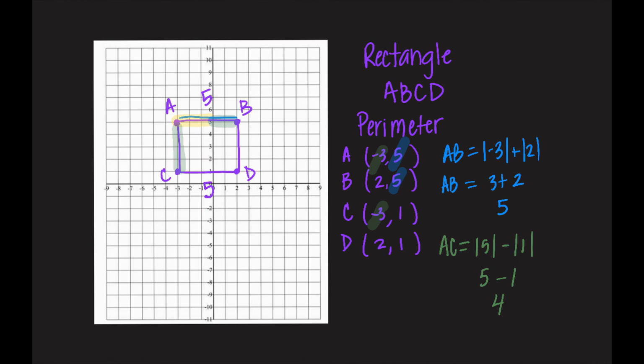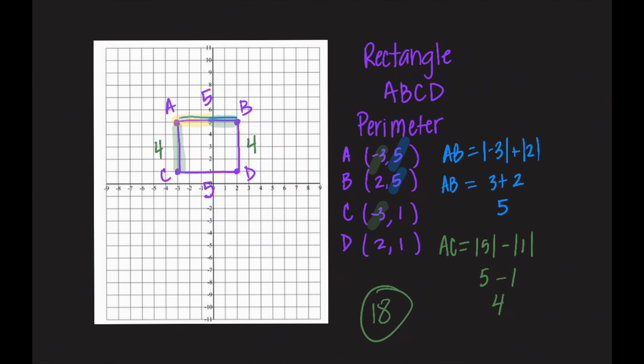Now we're going to find the perimeter. So all we're going to do is add these guys together. 4 and 4 is 8. 5 and 5 is 10. 10 plus 8 is 18. That's our perimeter.